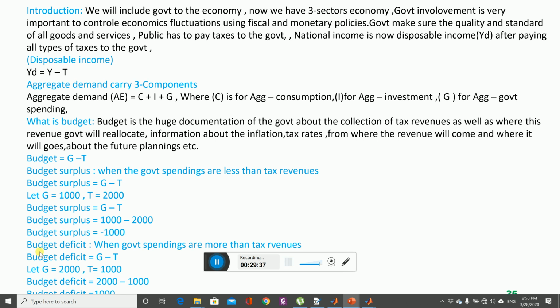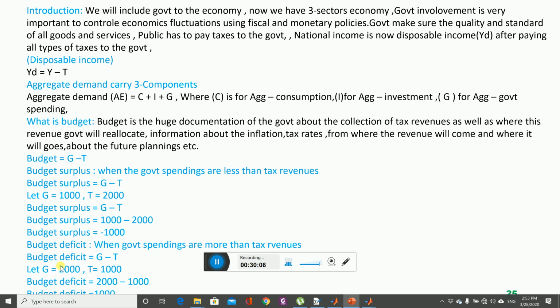Budget deficit is when government spendings are more than tax revenue. Tax that government collects from the public is less, but expenditures on the public of the government are more. In this situation, budget is in deficit, meaning in loss. Government cannot fulfill the budget to finance all the governmental expenditures for the society.